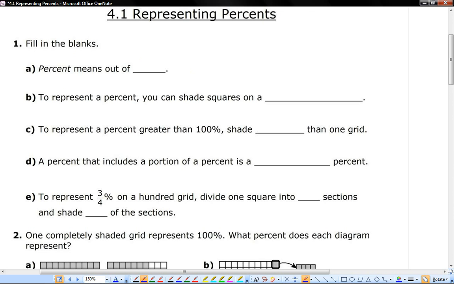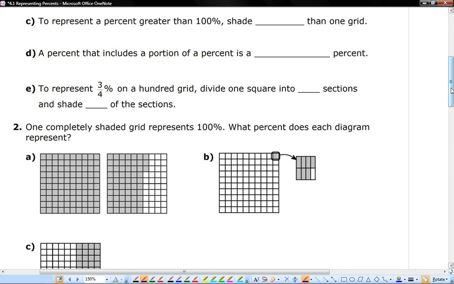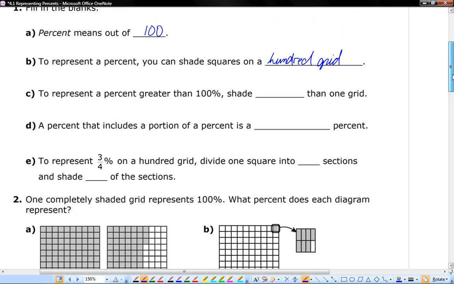So first part here we're going to fill in the blanks. A percent means out of 100. To represent a percent you can shade squares on a 100 grid. And we'll be seeing those a little bit later in the lesson. Here's a 100 grid. Here's another one right beside it. You can see that some of them are partly shaded in, some of them are fully shaded in. We'll see how the shading goes in just a moment.